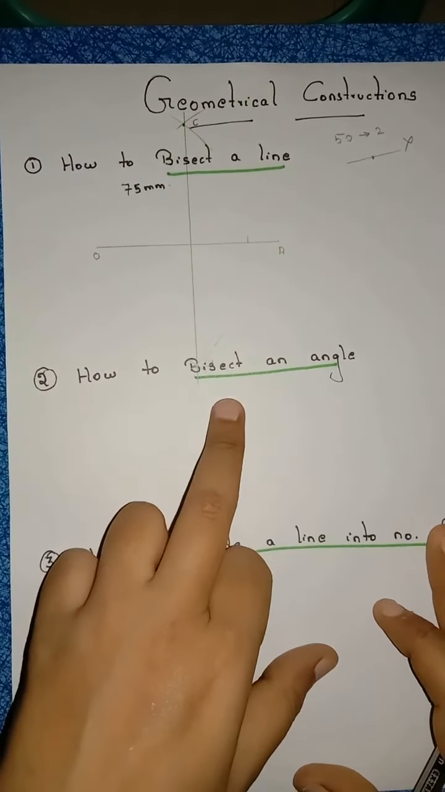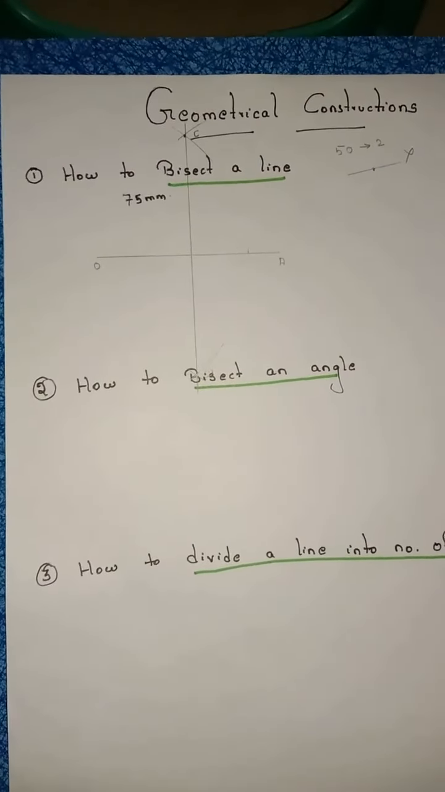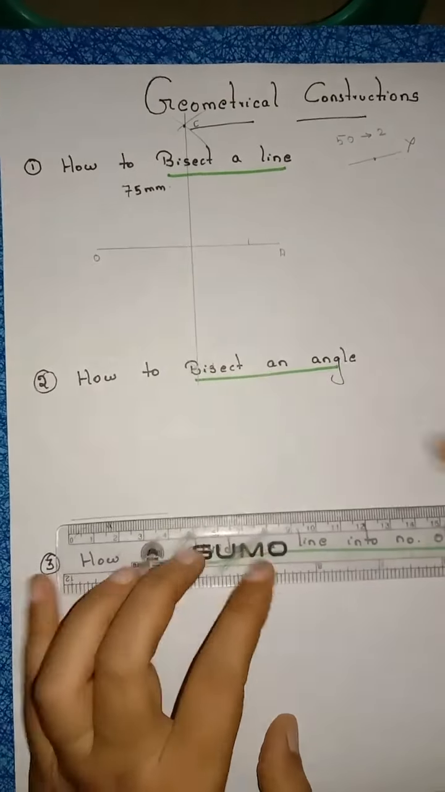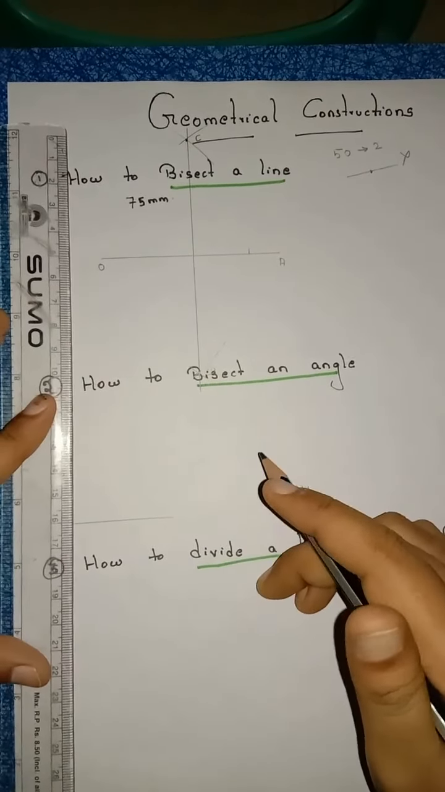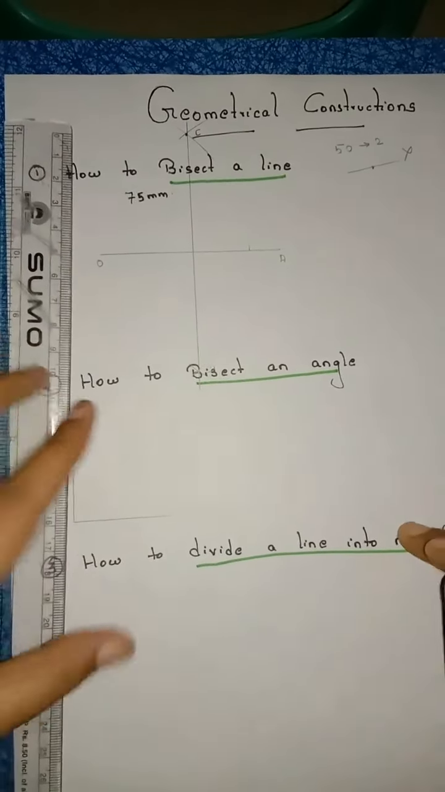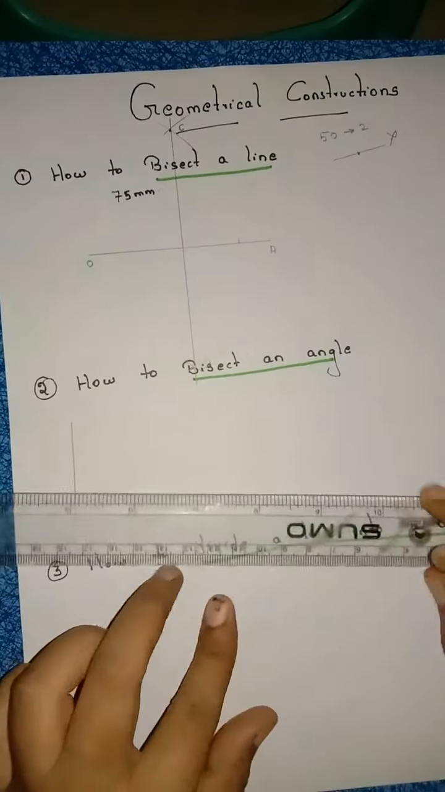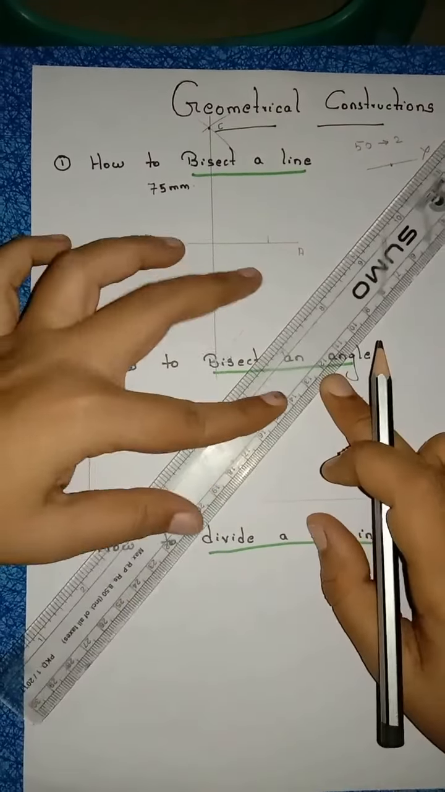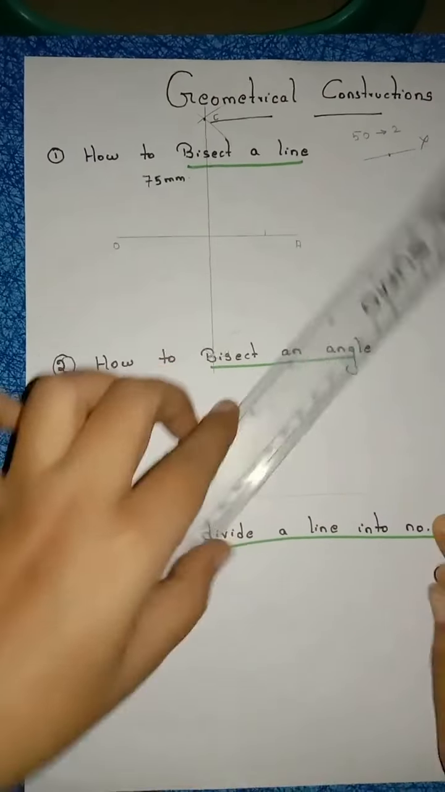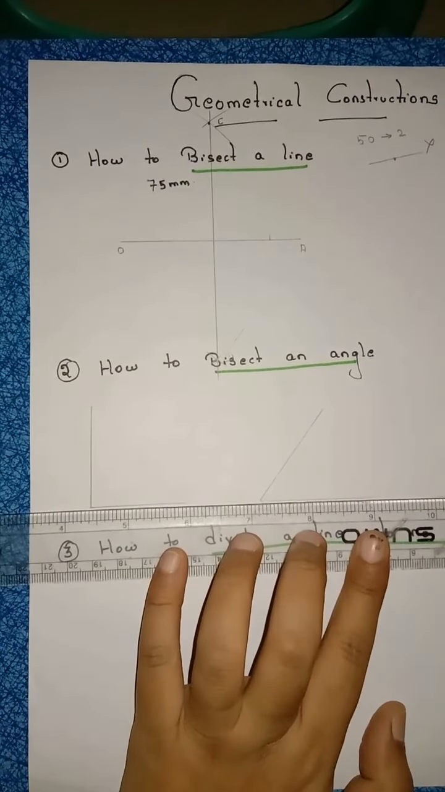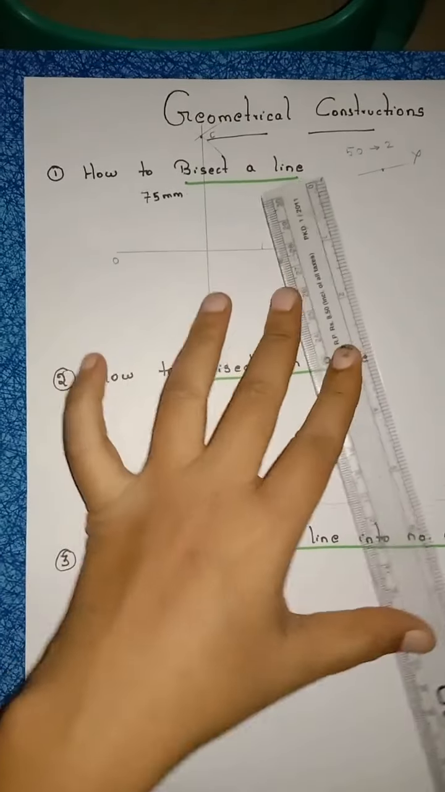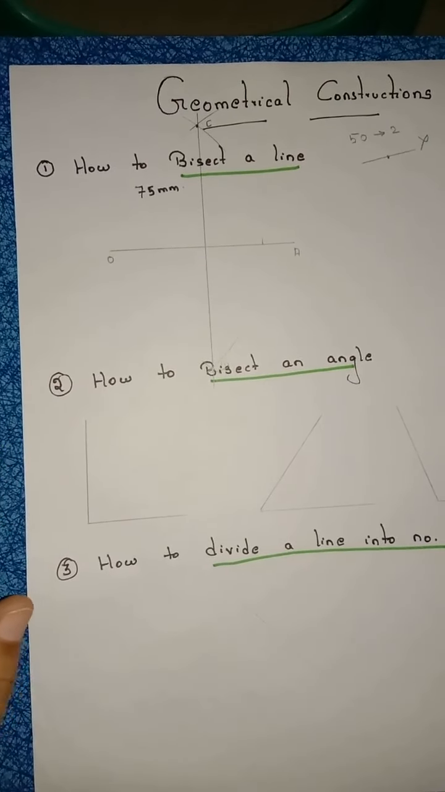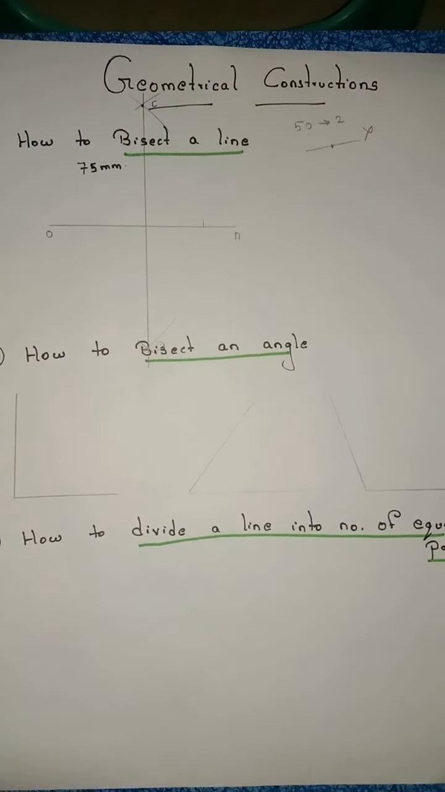Now coming to the next one, how to bisect an angle. Let us see. I am taking one right angle, one acute angle, and one obtuse angle. Right angle, acute angle, obtuse angle. Now how to bisect an angle?